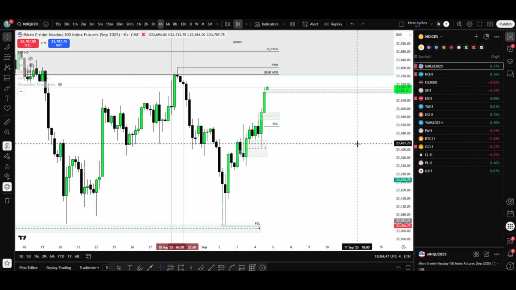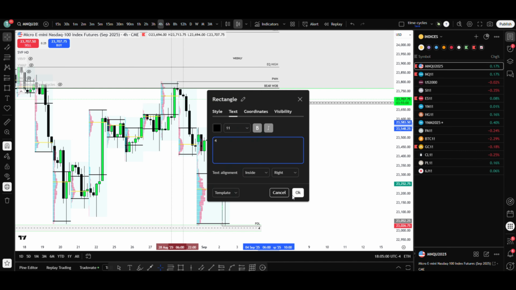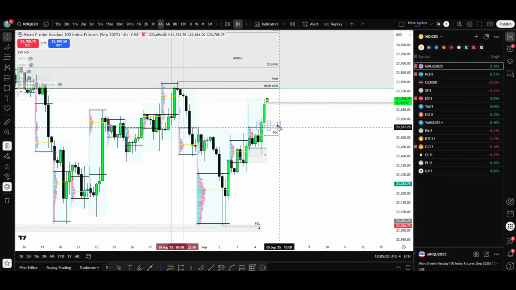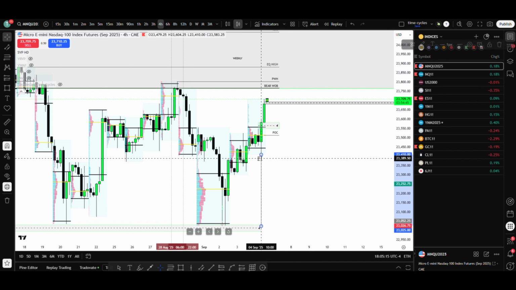If we look, we have a 4 hour gap here. We've got a 4 hour gap here forming. So let's wait until tomorrow. But we got a 4 hour gap here, which is quite significant. The 1 hour can go boom. Previous day low is here.